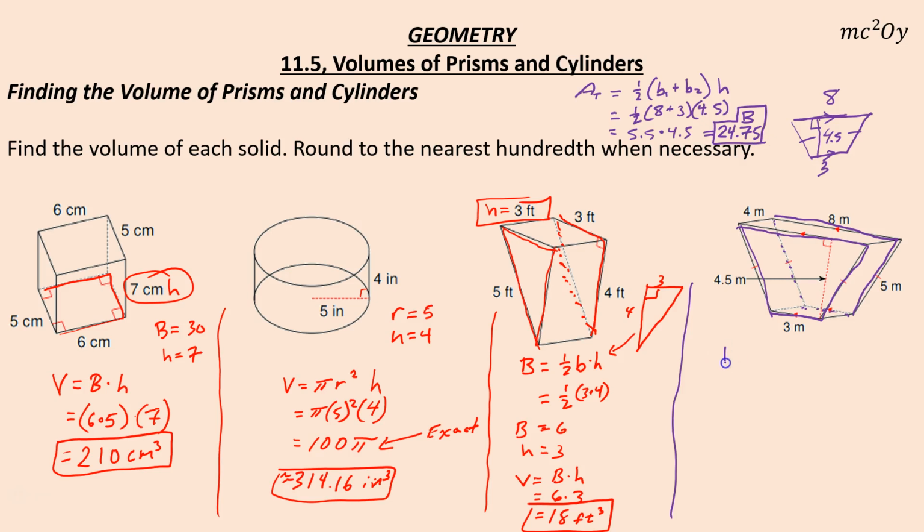Now we're doing our volume. Volume is equal to area of the base times the height. The height of the figure, remember, connects your two bases. So H in this equals 4. It's a different H than the height of the base. So that's going to be equal to 24.75 times the height of 4. Remember, the height of your prism always connects the two bases. 24.75 times 4 is 99, and that is cubic meters.